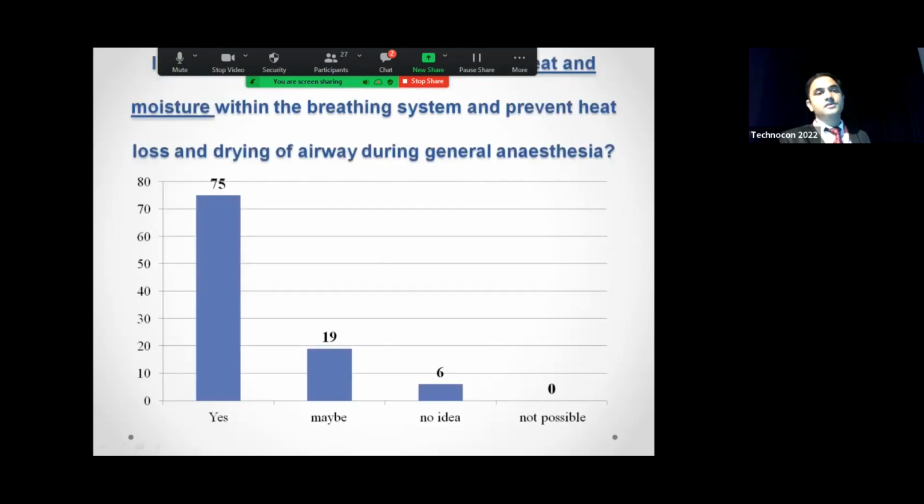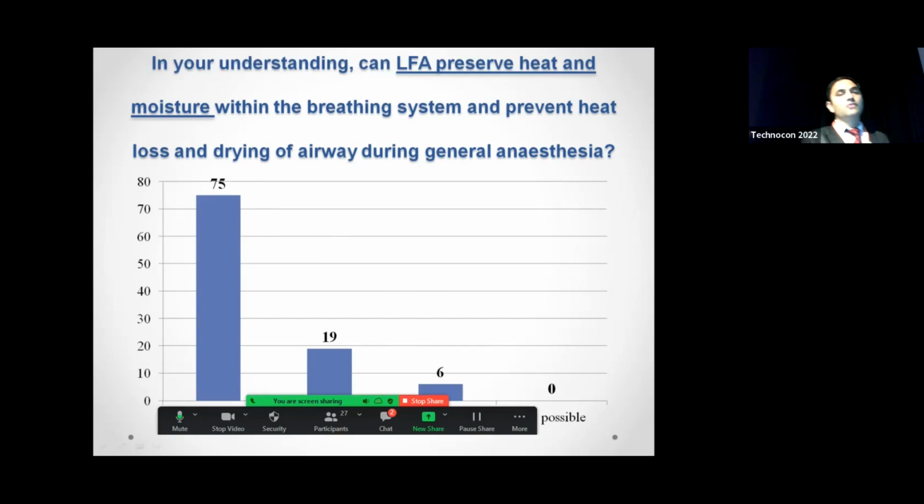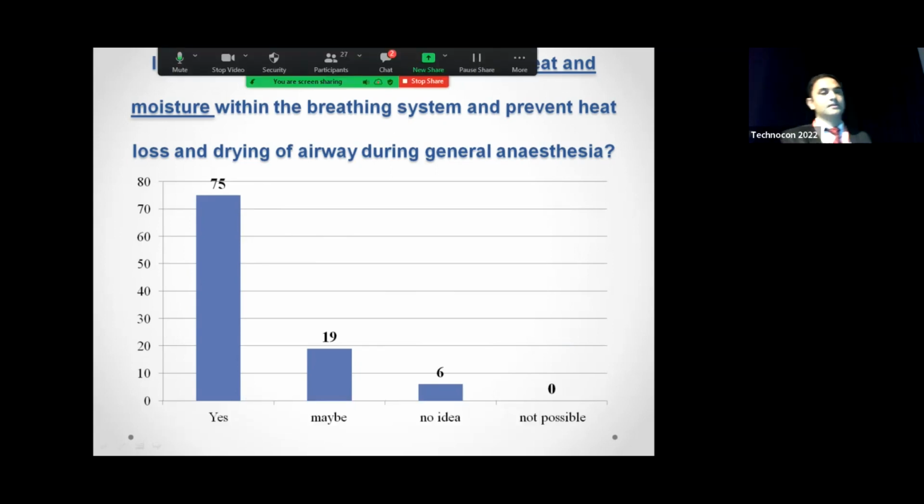My next question was, in your understanding, can low flow anesthesia preserve heat and moisture within the breathing circuit and prevent heat loss and drying of the airway during general anesthesia? 75% of people said yes, it retains the heat and moisture within the circuit.